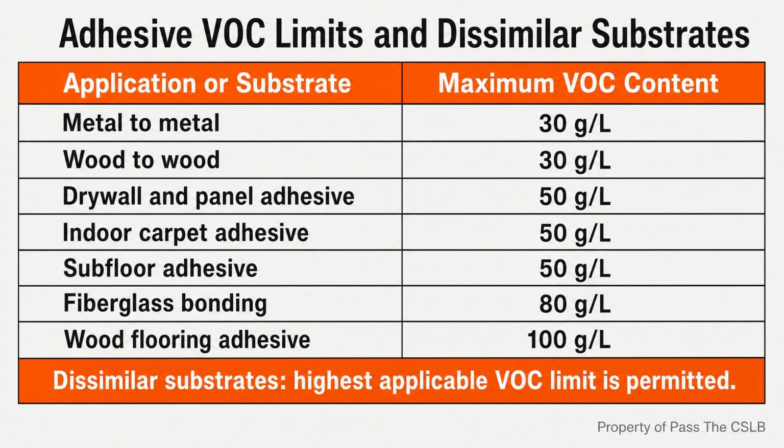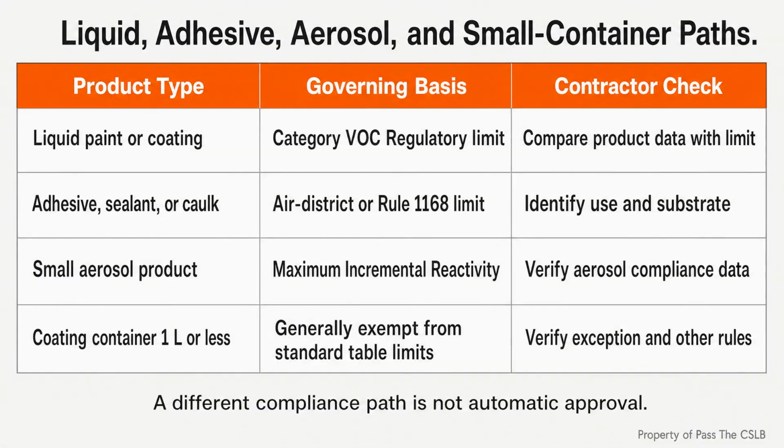Aerosol products are a common classification trap because the familiar grams per liter comparison may be the wrong tool. Small aerosol paints, adhesives, and caulks that weigh no more than 1 pound and contain no more than 16 fluid ounces are regulated through product-weighted maximum incremental reactivity limits under Title 17. That measure addresses the ozone-forming reactivity of the product mixture instead of using the ordinary liquid coating table comparison.